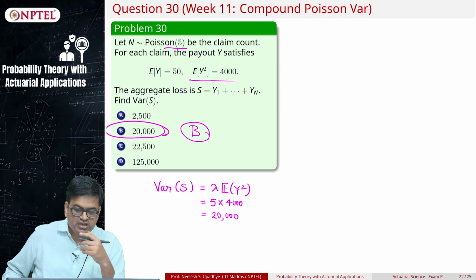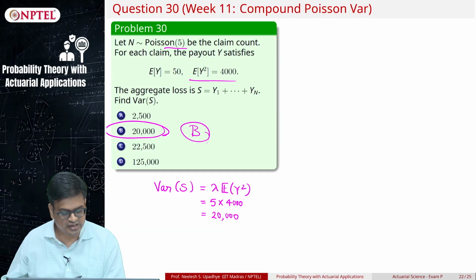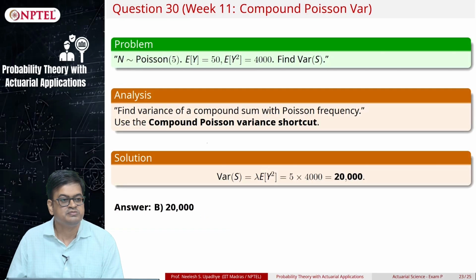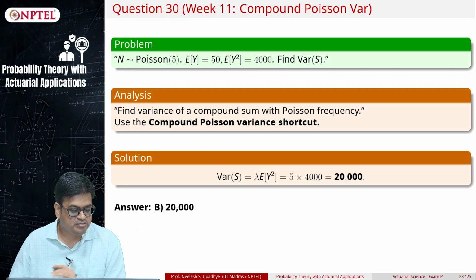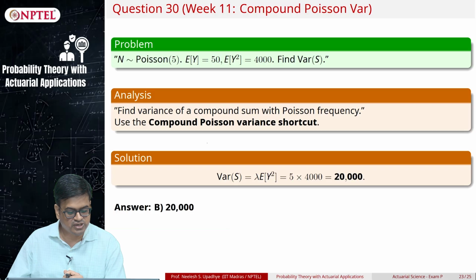See how simple our world is if we know proper tools and techniques. So, within just 2 lines I have solved this problem. This is the printed version. The analysis part tells you how to use the compound Poisson variance shortcut, and the solution is just a multiplication of 2 terms which are already given in the problem.